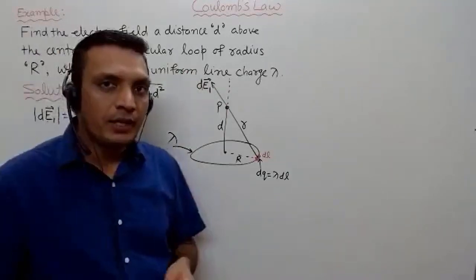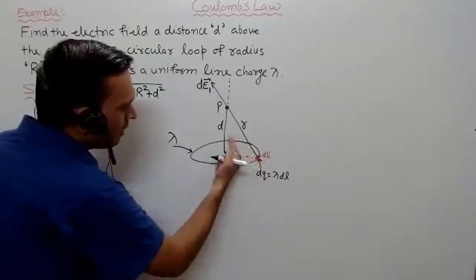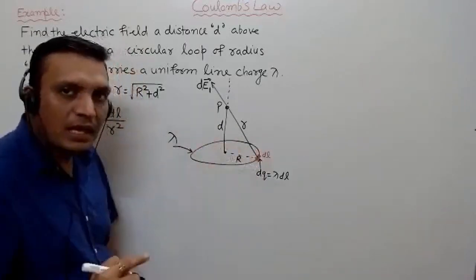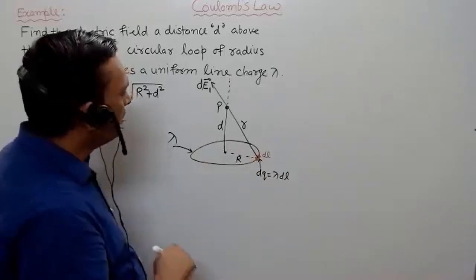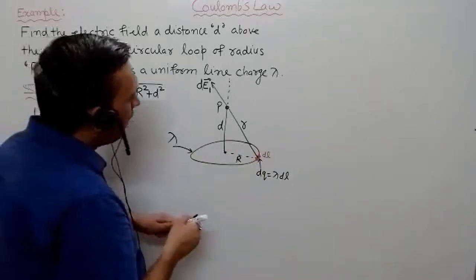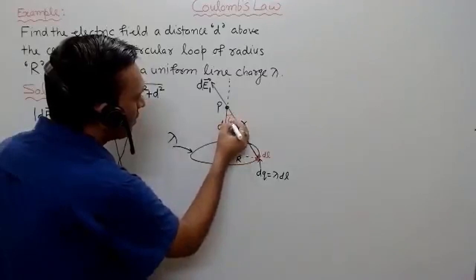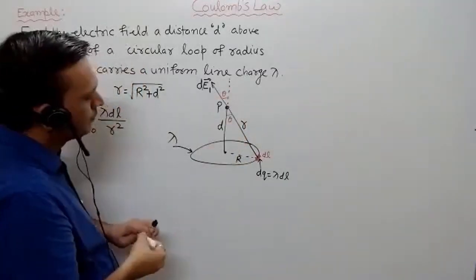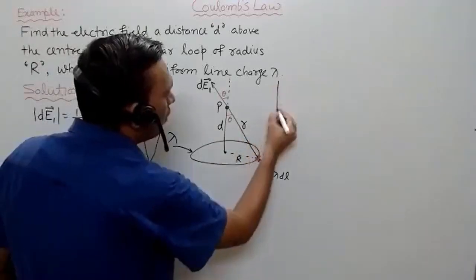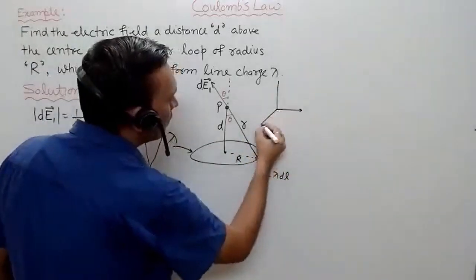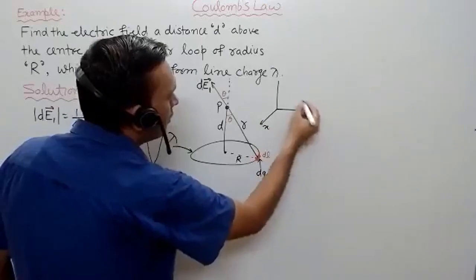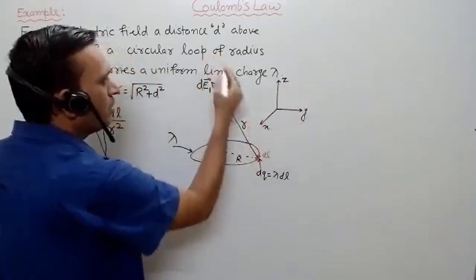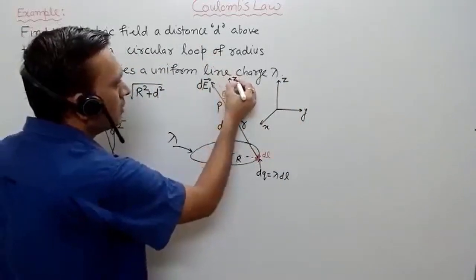Now for the resultant field, you have to consider all elemental charge over this ring, and then you have to find the resultant field. Assume this angle is theta, so this angle is also theta. And also assume that this loop is in the xy plane, so this direction is z direction.